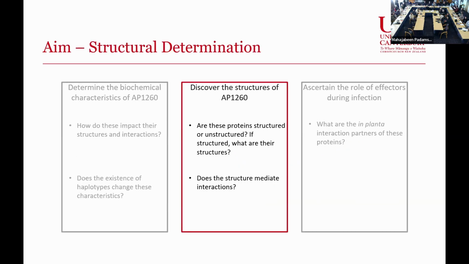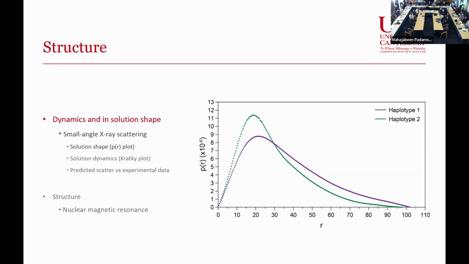Then we can actually look at the structure, and this is probably my favorite technique. It's called small angle X-ray scattering. We do this at the Australian Synchrotron, which is a massive X-ray facility. This is basically where we flow the protein through a capillary and shine an X-ray on it. Then based on the diffraction that you get from that X-ray, you can get information on the protein's structure and shape and flexibility.